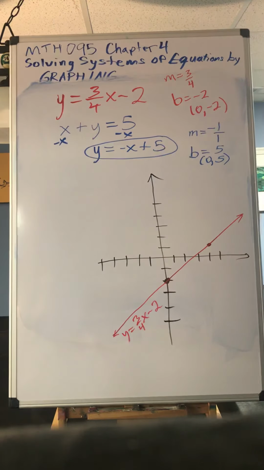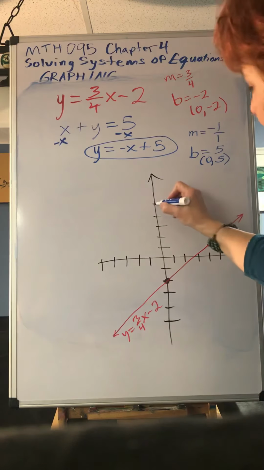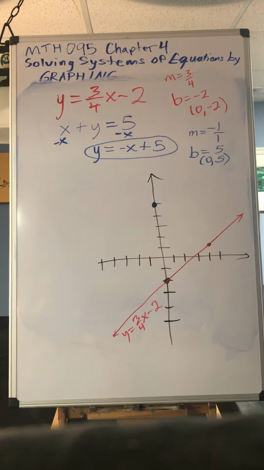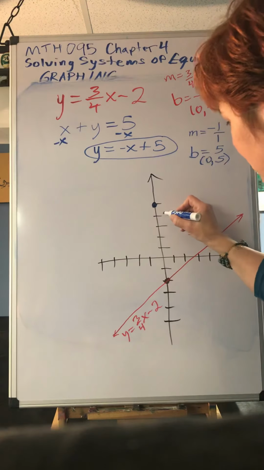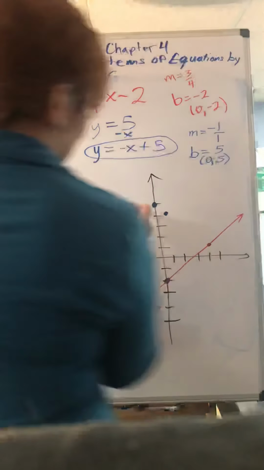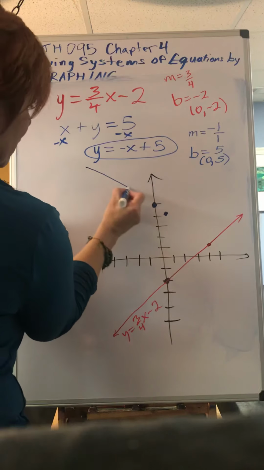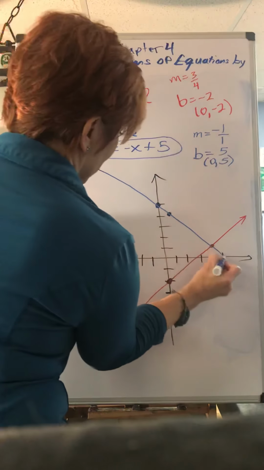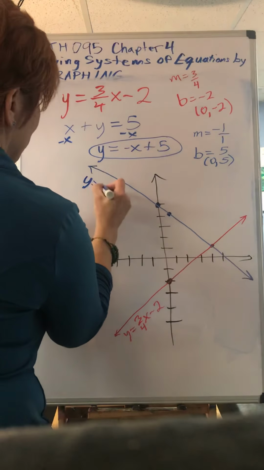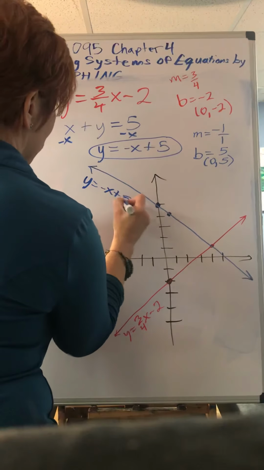So we're going to start at 5 on the y-axis. And your slope is down 1 to the right 1. So we're going to go down 1 and to the right 1. And then we're going to graph that line. And that is the line, y is the opposite of x plus 5.